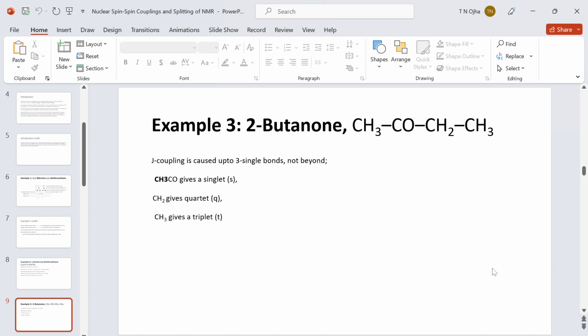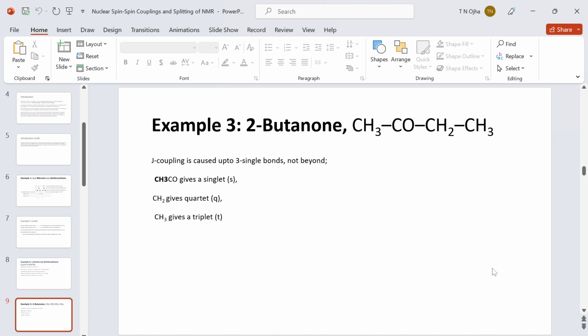So it gives a singlet for the CH3 nearby the C=O. The other CH3, which is attached to CH2, gives a triplet. Splitting is caused by CH2 hydrogens. And CH2 absorbs as a quartet. Splitting is caused by CH3 hydrogens.